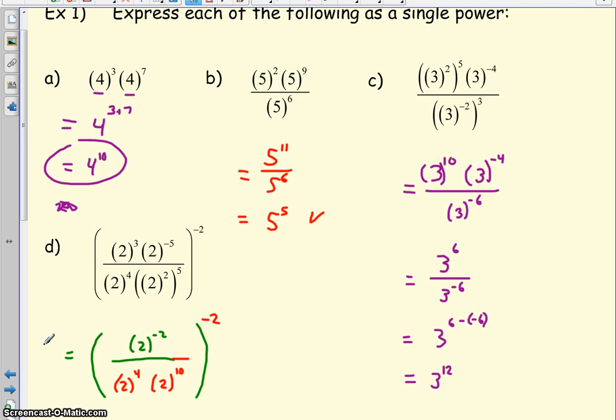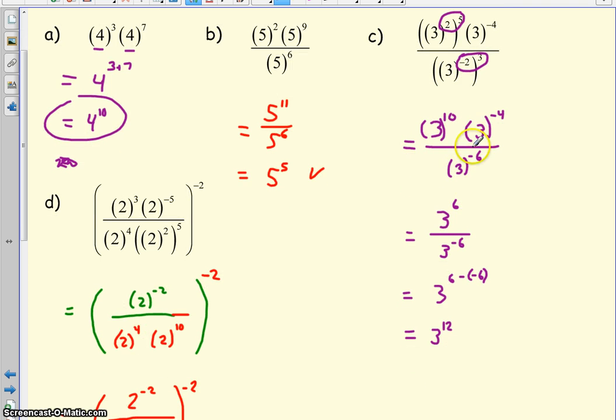Okay, so there's usually a couple ways of approaching these kinds of things. But let's take a look at C together here. So what I started off with first is I noticed that I had a power of a power here. So 3 to the 2, 3 to the exponent of 2, all to the exponent of 5. So I can multiply those exponents together to get 3 to the exponent 10. And I did the same thing in the denominator here. I multiplied my exponents together, negative 2 times 3 to give me negative 6.